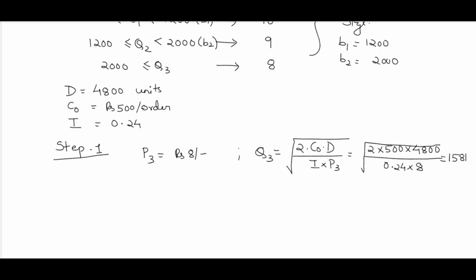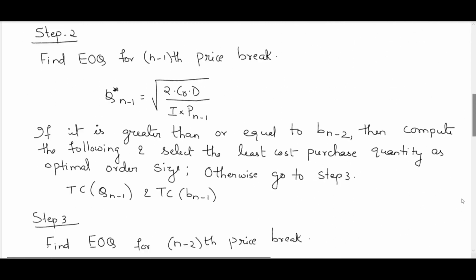But now the condition is that we have to check whether Q3 is bigger or B2 is bigger. B2 is 2000, but Q3 is 1581. So Q3 is less than B2. If Q3 had been greater than B2, then this Q3 would have been our optimal quantity. You can see the rules.